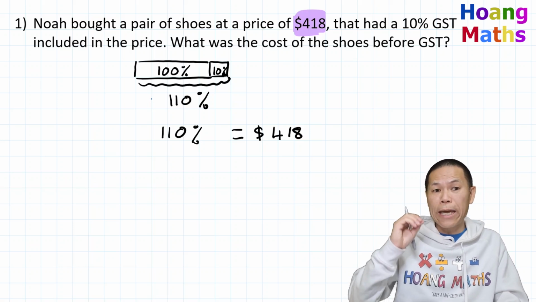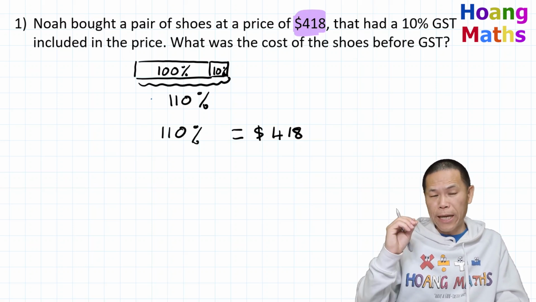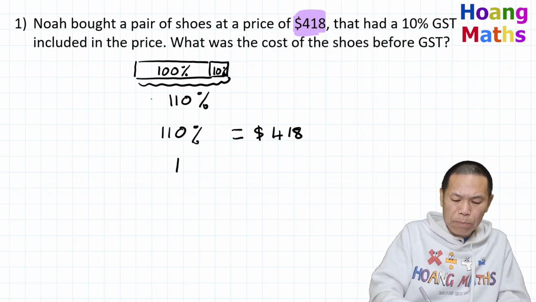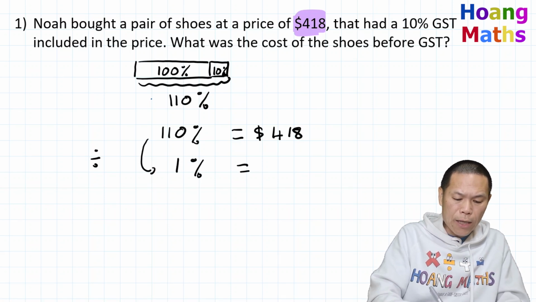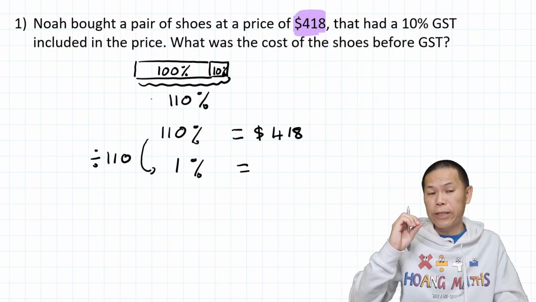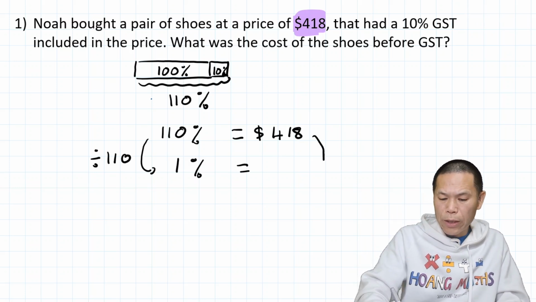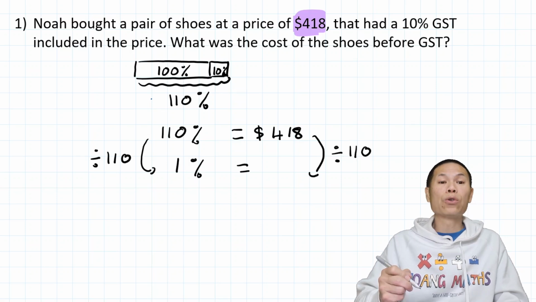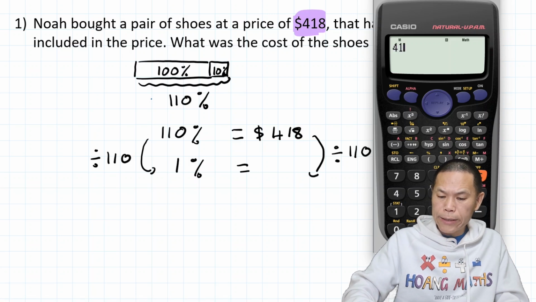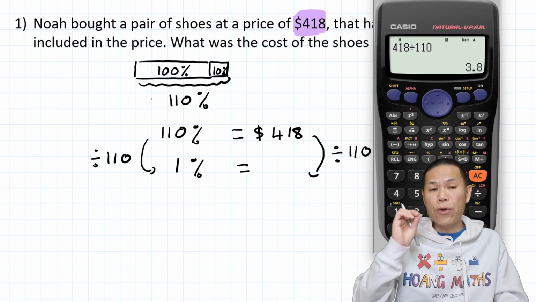So what I do, I scale back to 1%. Unitary method, unit means 1. So 1% means from here to here, we divide by 110, because 110 divided by 110 will give me 1. So this one here, I also divide by 110. So I just put it on a calculator: 418 divided by 110. So there you go, 3.8.